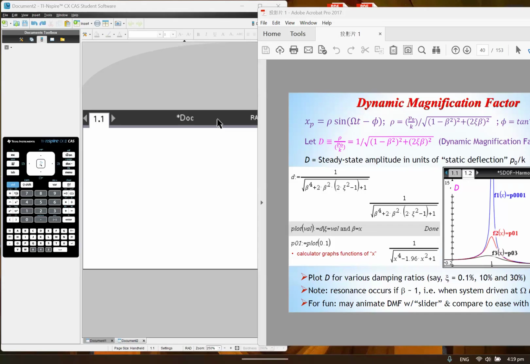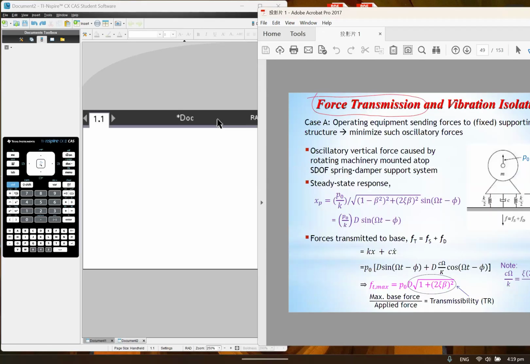This video is going to cover two scenarios where we use the DMF formula on page 40 of the notes. And also, we will use the transmissibility formula, which is on page 49. For case A, the transmission of forces to the base.